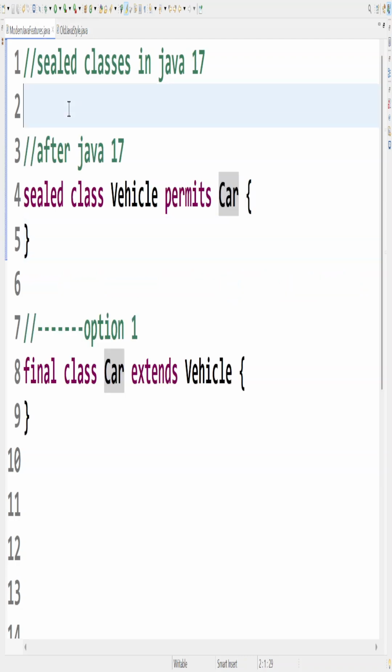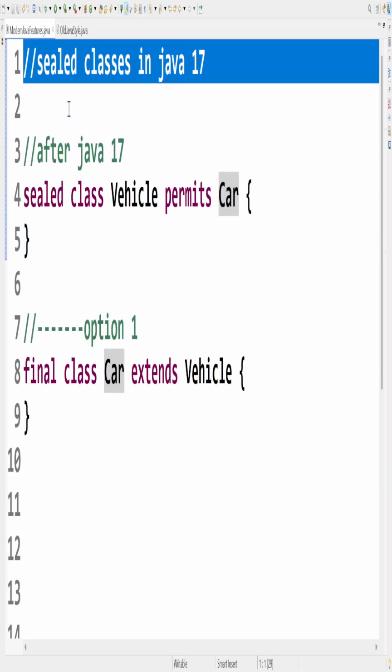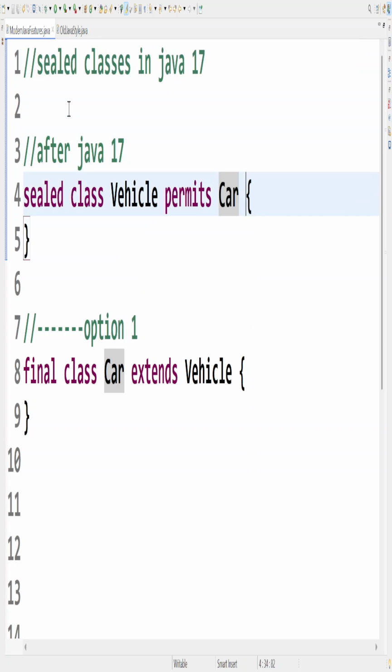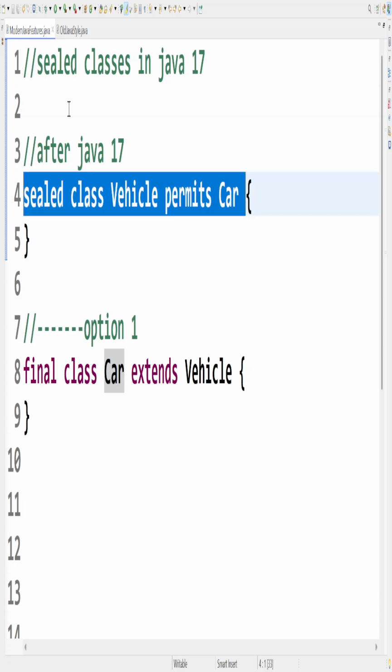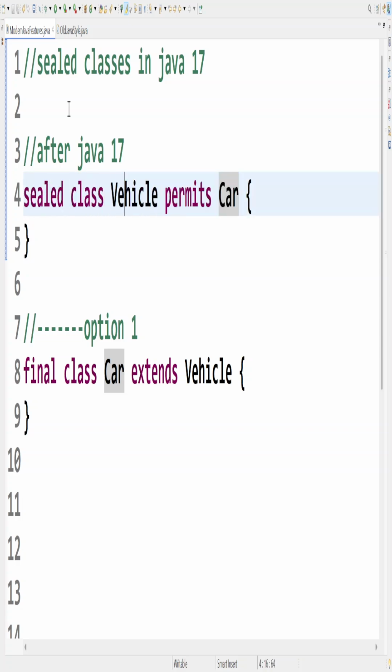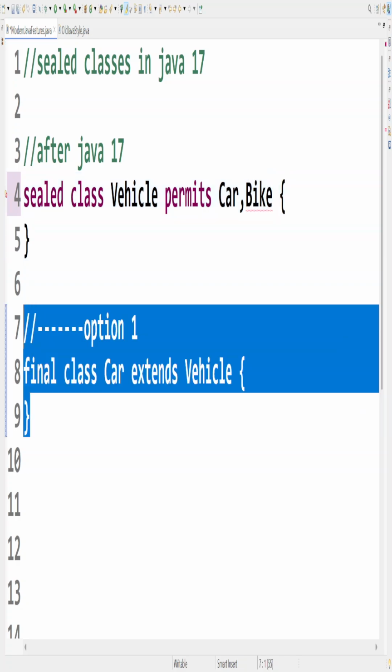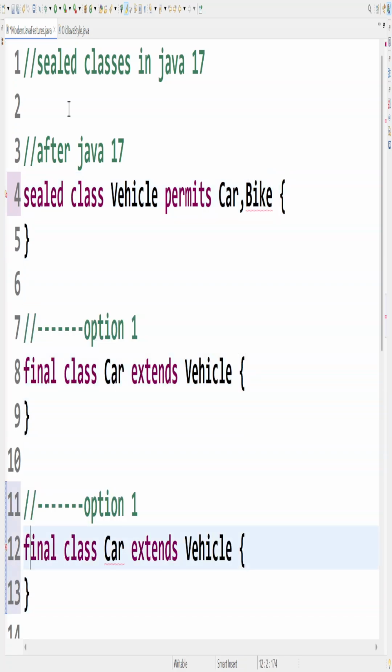But now, with the introduction of sealed classes, we can give a whitelist of the classes that can inherit from this particular class, right? So when I say vehicle permits car, or maybe vehicle permits the bike class, bike and car will be the only two classes that can extend this class, okay? So final class car, final class bike. Now it is all valid. Only two classes can extend this.